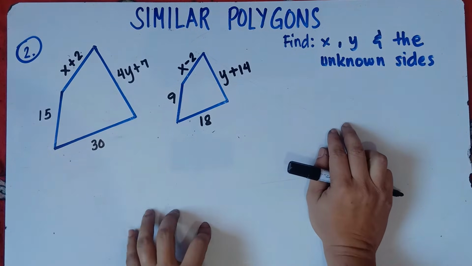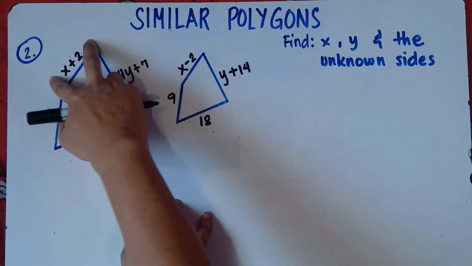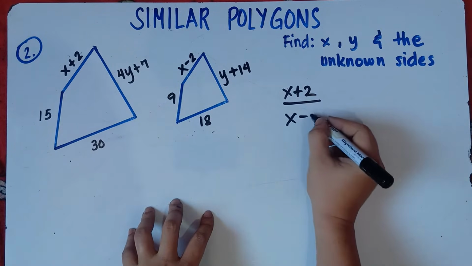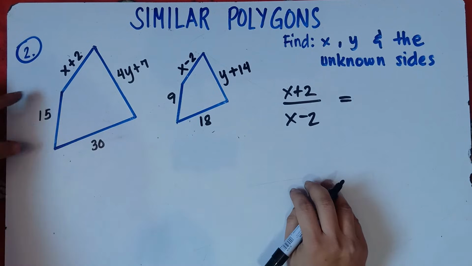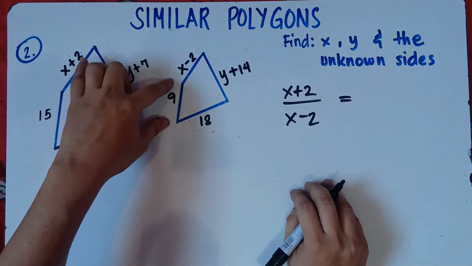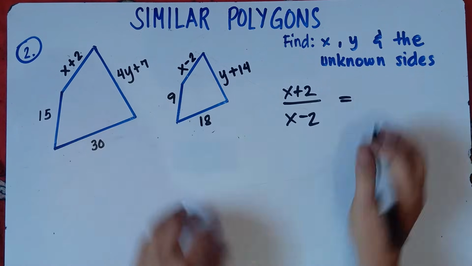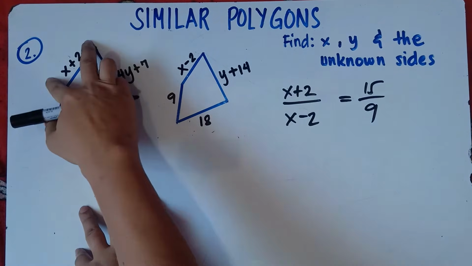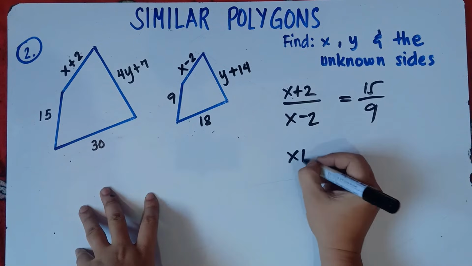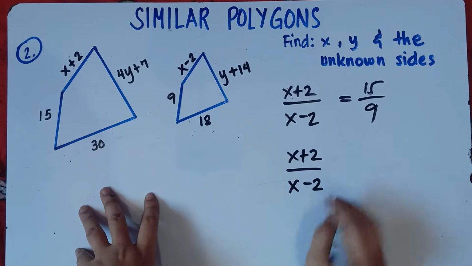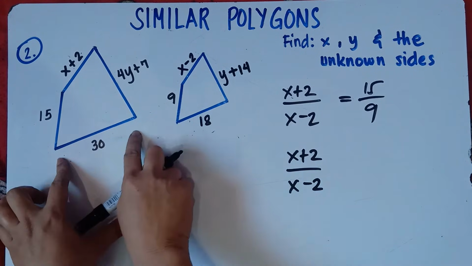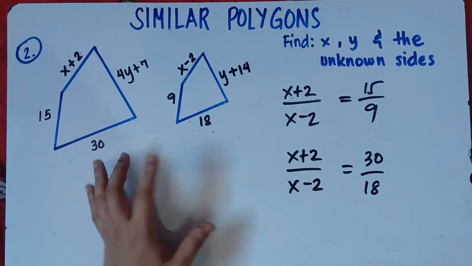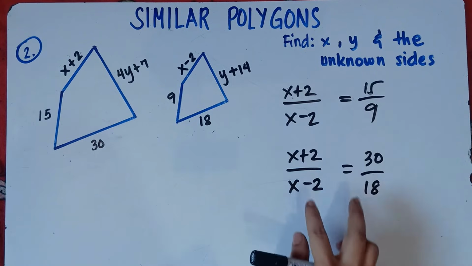So to find x, we can use this ratio, this side over this side. So we can write that x plus 2 over x minus 2 is equal to, then you can use this side over this side. This side corresponds to this side. So 15 over 9. Or you can also use this side over this side. So x plus 2 over x minus 2 then corresponds to 30 and 18. So it's up to you, class. You can have this solution or you can have this one.